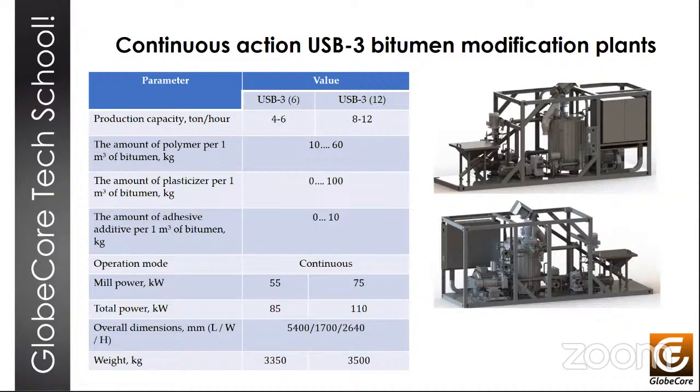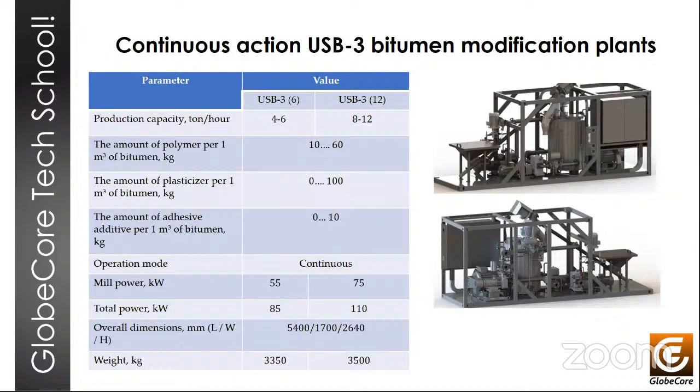And it can add a polymer in the range from 1 to 6% by mass, plasticizer up to 10%, and adhesive additive up to 1%. And all of that depends on the product formula. But there are already promising developments underway to expand that model range with machines that have capacities of 20 and 40 cubic meters per hour production capacity.